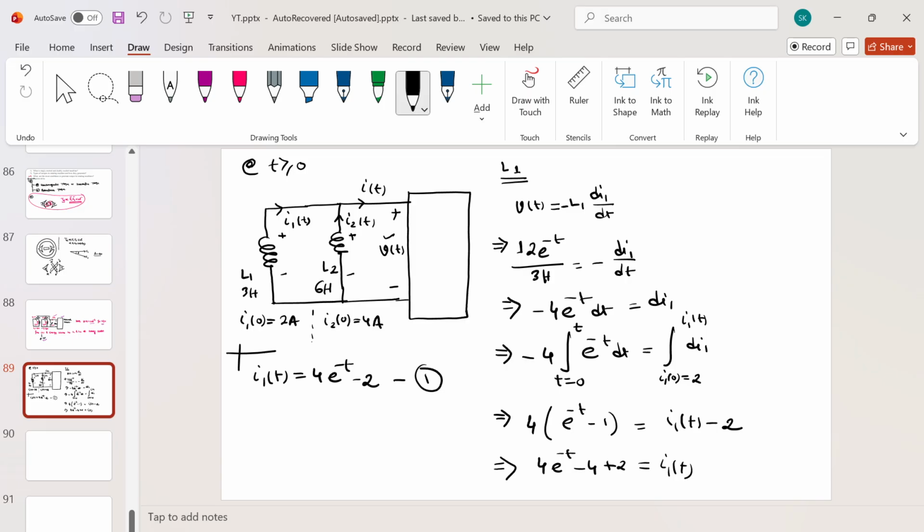So this is your equation number 1. In this equation, if you put t equal to 0, you will get I1 of 0 is equal to 2 ampere, which is valid, which is true because we started with an initial current of 2 ampere. And at t tends to infinity, the current flowing through inductor 1 is simply, if you put t tends to infinity, you will get minus 2. Okay. Now come to the inductor 2, L2.